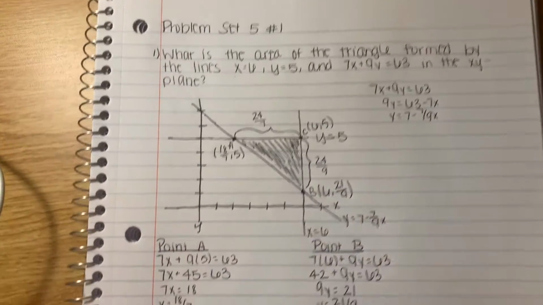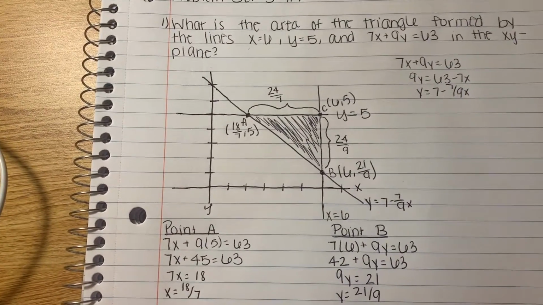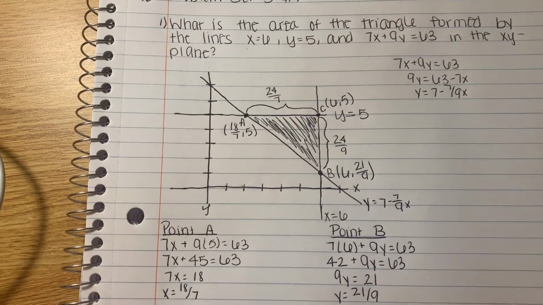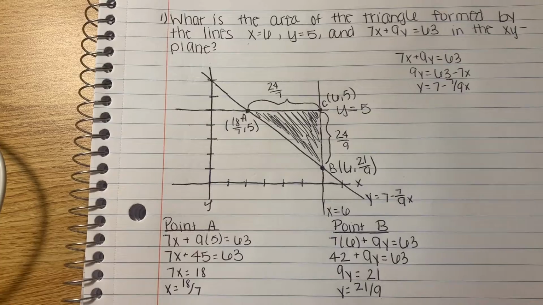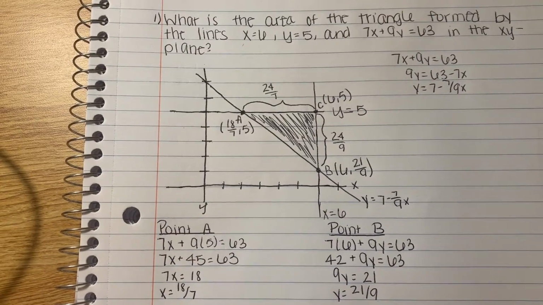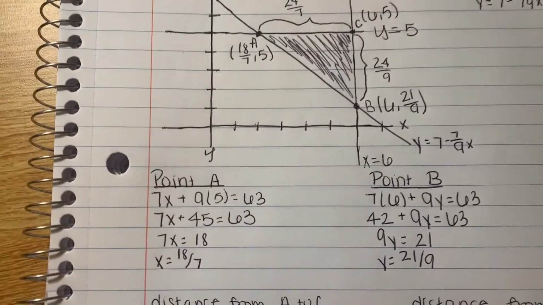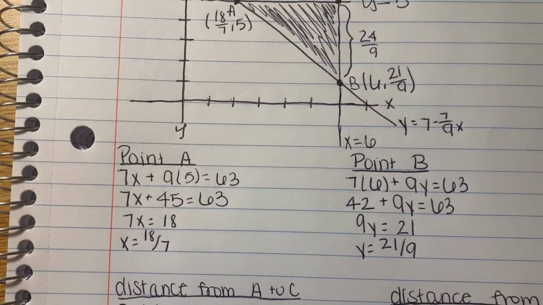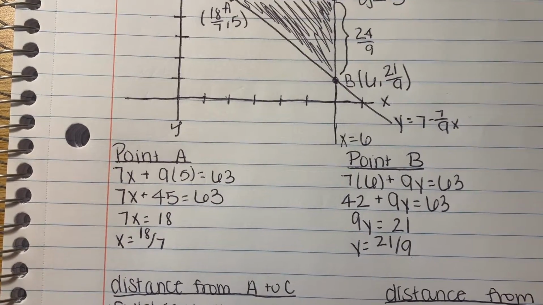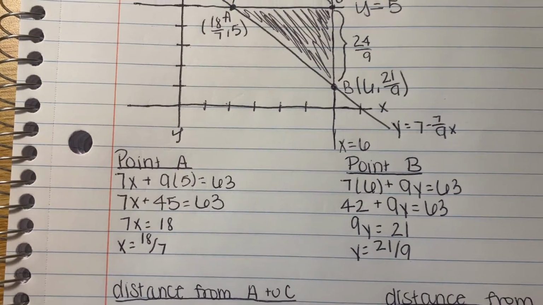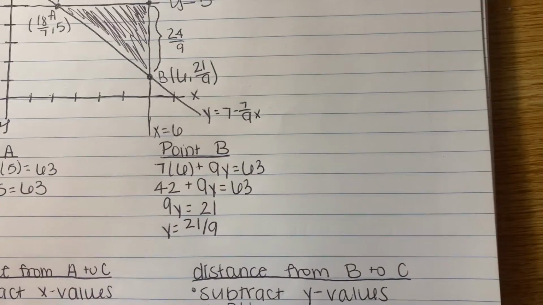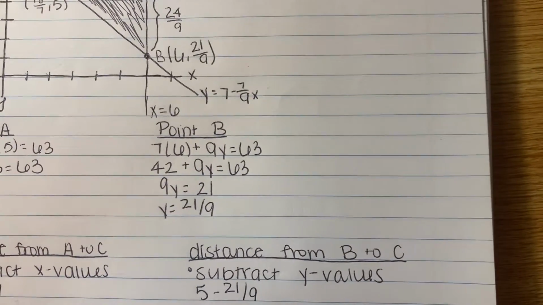So for point A, it intersects with the lines y equals 7 minus 7/9 x and y equals 5. So I plugged 5 into the equation and solved for x. So I did 7x plus 9 times 5 equals 63, and that gives you that x is equal to 18 over 7.